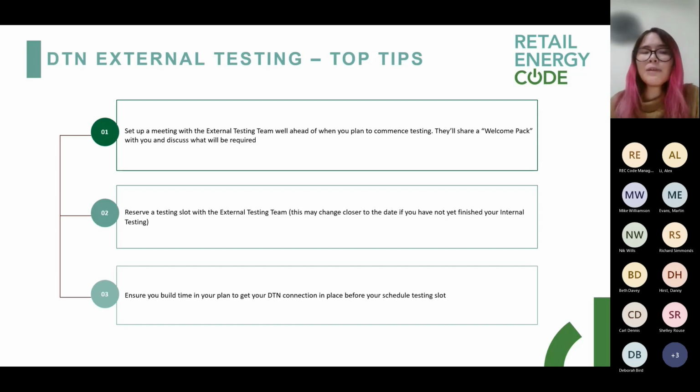And finally, you must ensure that you're connected to the DTN prior to your testing commencing, because of course, if you're not connected, then you can't prove in the environment that you can send the data flows successfully. So that covers off the DTN external testing. And if we now head on to the next slide.